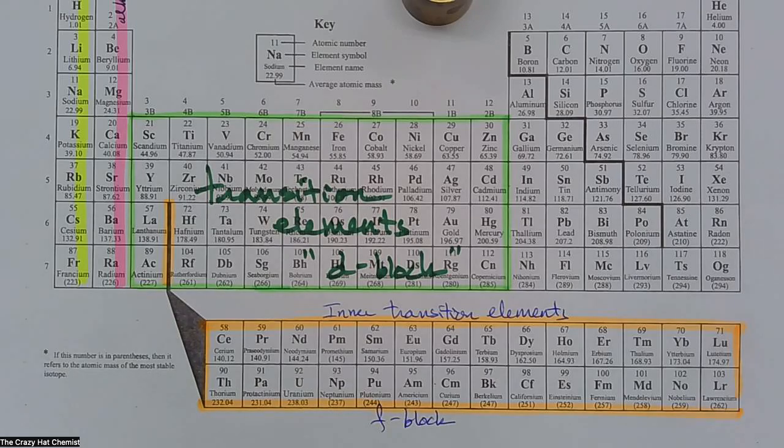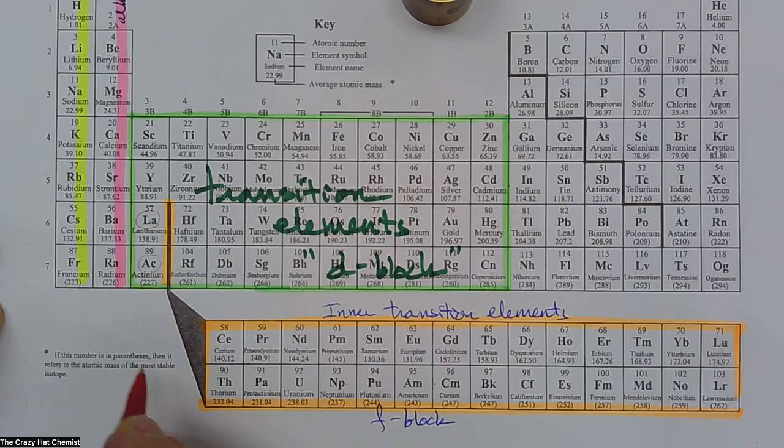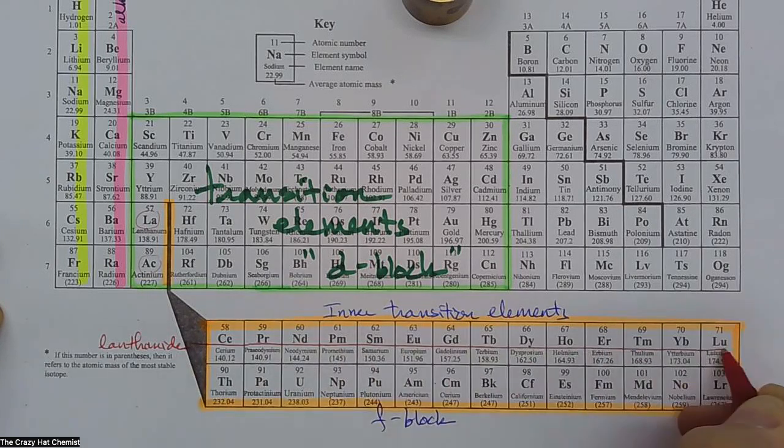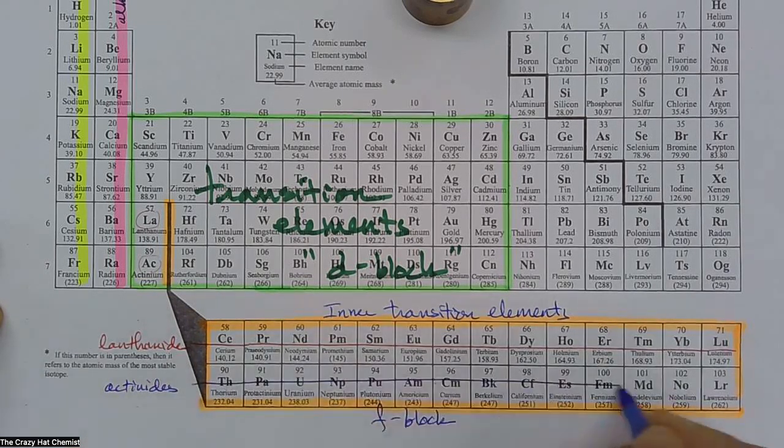Now we have another one, and that is the lanthanides and the actinides. Well, here's lanthanum and here is actinium. And so this horizontal section right over here are the lanthanides. That goes here. And then this horizontal section right here are the actinides. Right here like that, okay? So we got the lanthanides and we got the actinides.